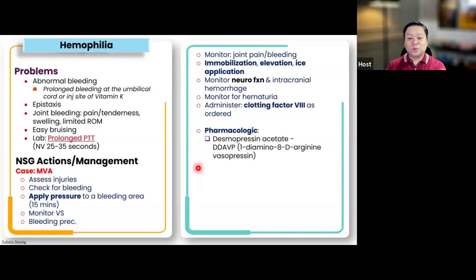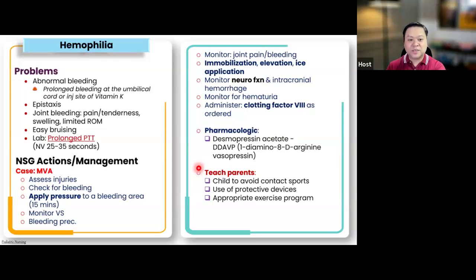Now, aside from that, we are going to teach the parents to avoid letting their child engage in contact sports. That's very important. And also, especially when the pediatric patient is much more mobile, let's say, for example, when they try to learn to ride a bicycle or something like that, they need to make sure that they are using protective devices like helmets, or let's say knee and elbow pads, when participating in sports, and also when they are trying to learn skating. So these are your teachings for the parents.